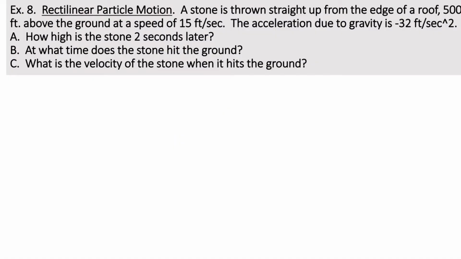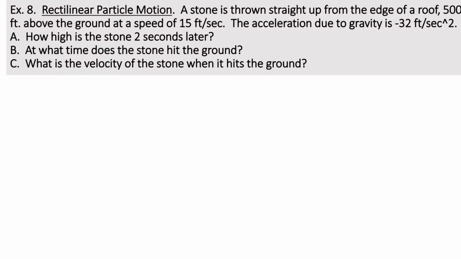So our last example here has to do with rectilinear particle motion. It says a stone is thrown straight up from the edge of a roof 500 feet above the ground at a speed of 15 feet per second. The acceleration due to gravity is negative 32 feet per second squared. How high is the stone 2 seconds later? At what time does the stone hit the ground? What is the velocity of the stone when it hits the ground?